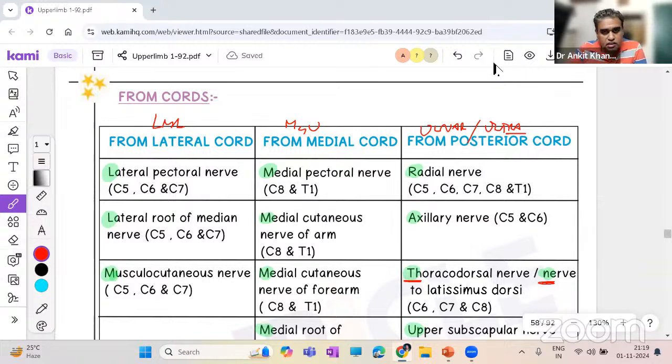Then fourth question is injury to the upper trunk of brachial plexus leads to what? So that you will also learn in your homework which I gave you. That will be our basically Erb's palsy.